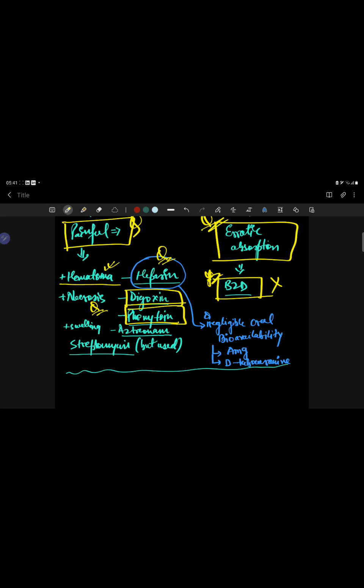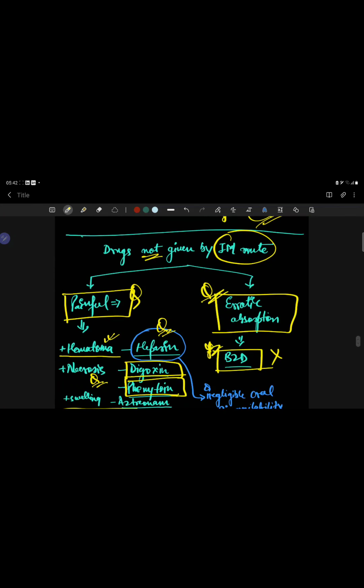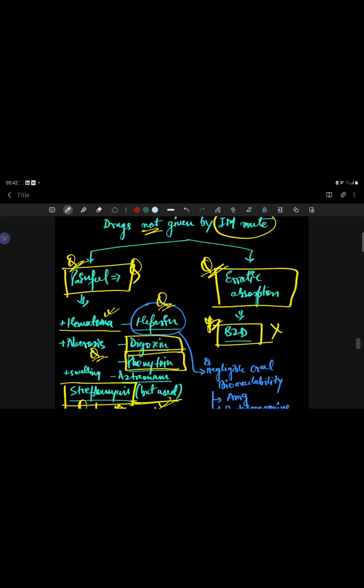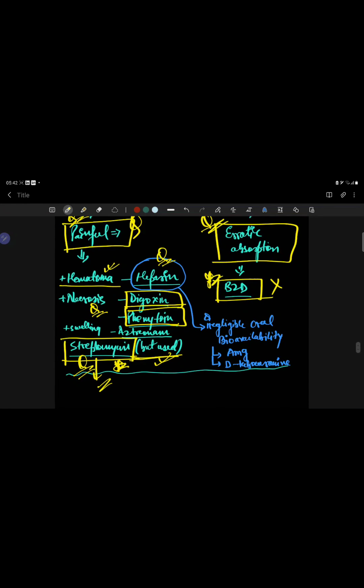Now one very important example is streptomycin, an antibiotic very commonly used. It is painful when given by the IM route, but it is used because it is part of a multiple regimen, for example in TB and in many other places. So you should know some drugs which are very painful when given by the IM route. These are typical viva questions, right?